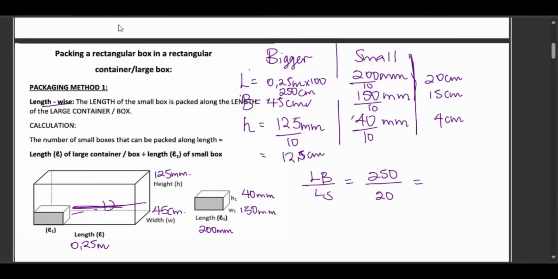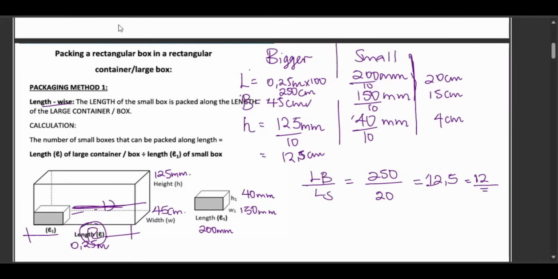So how many boxes shall we fit? We shall take 250 divided by 20. You have 12.5. Remember, we said we round down. So since we are rounding down, this becomes 12 boxes. 12 smaller boxes will fit on the long side. So as we pack them, here we shall need 12 of them.